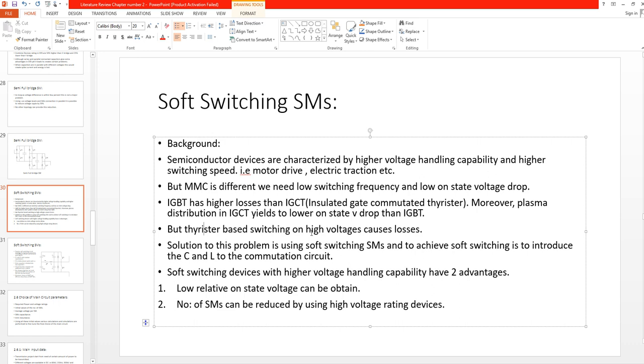But thyristor based switching at high voltages causes losses. The solution to this problem is using soft switching submodules. What are these? To achieve soft switching, we have to introduce capacitors and inductors into the commutation circuit. Soft switching devices with high voltage handling capability have two advantages. Number one, a low relative on-state voltage can be obtained. Number two, the number of submodules can be reduced by using high voltage rating devices.